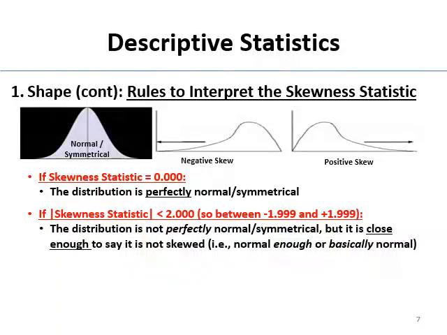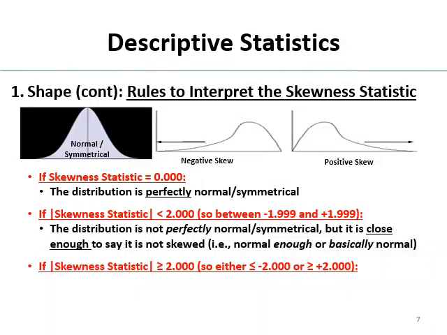And this is nice because you can do all the normal stats as long as your data aren't too skewed. So again, if the absolute value of your skewness statistic is less than 2, you would say that my distribution's basically normal, or normal enough, something like that.